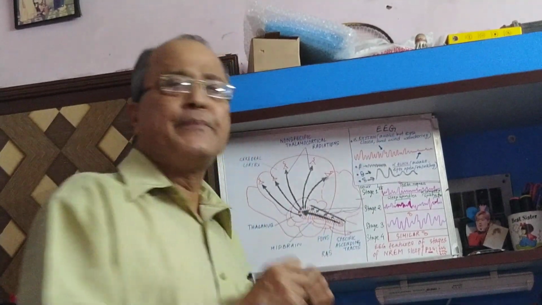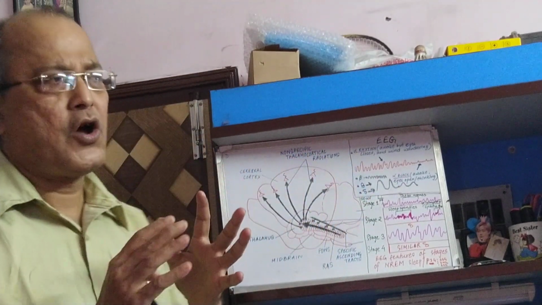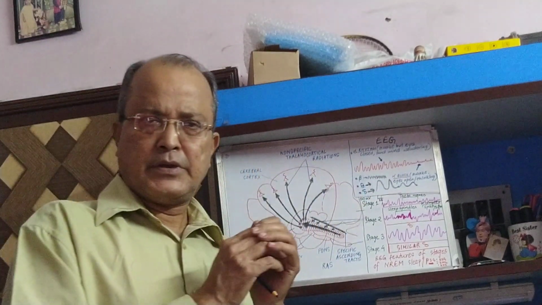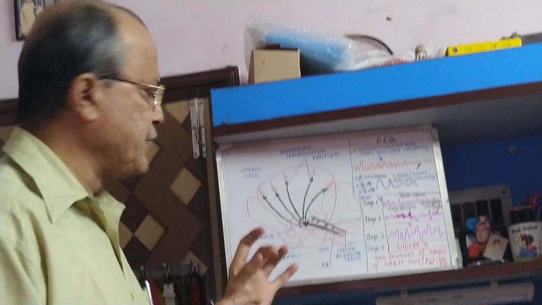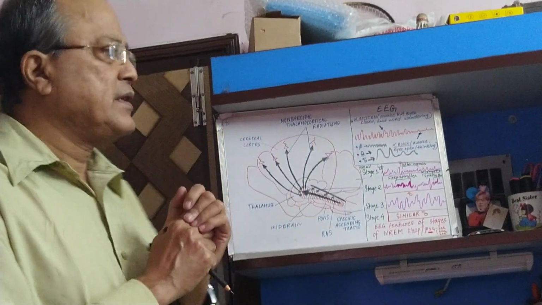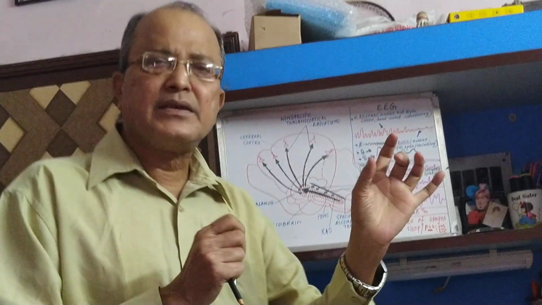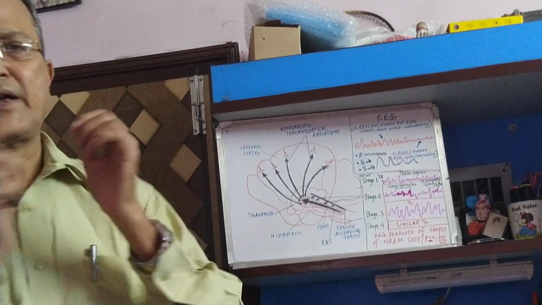Now we shall go to the sleep cycles. What are sleep cycles? Say, for example, in a night of 8 hours of sleep, there are many cycles of sleep. If you consider each cycle, then at the beginning there is one phase and at the terminal part there is another.